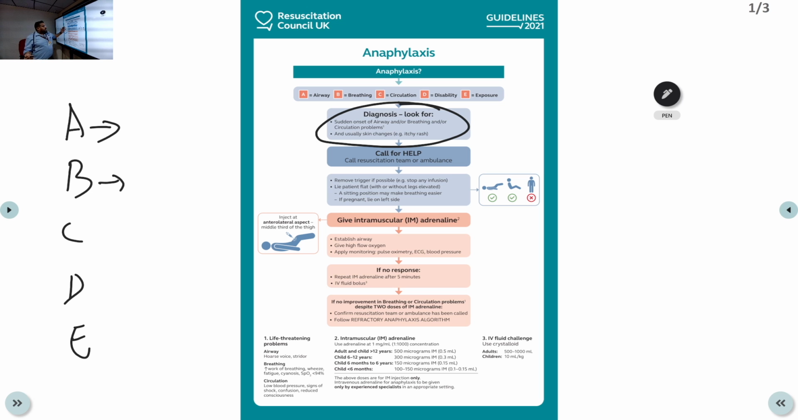So, that is the first thing, and immediately, like for any emergency, you have to call for help. See, remove the trigger if possible. Remove trigger means, if you have a patient with snake bite, I am giving a scenario, snake bite, you have to give anti-snake venom. Anti-snake venom is a protein again. So, when you are giving anti-snake venom, you can have anaphylaxis. So, what you have to do is temporarily stop the infusion and you have to treat anaphylaxis.